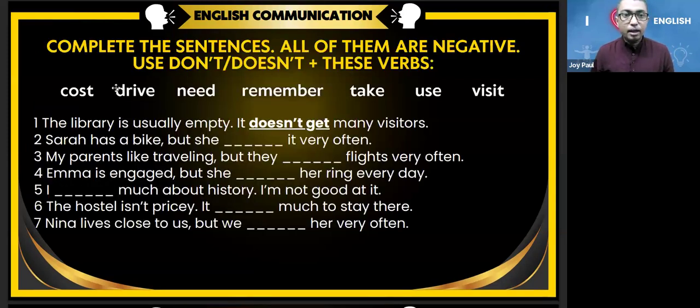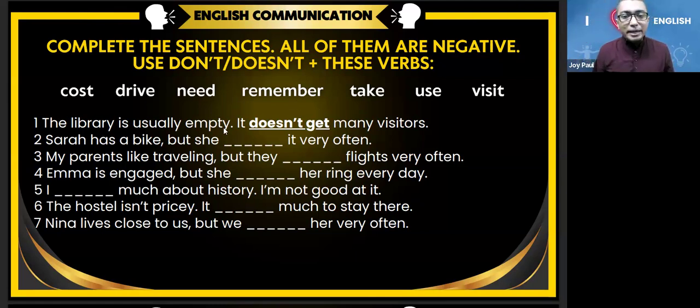Next, complete the sentences. All of them are negative. Use don't or doesn't plus the verb. Here the 1, 2, 3, 4, 5, 6, 7 verbs are present. Use do not, don't, or doesn't, and with this verb, complete the sentence. Clear? Let's practice together.